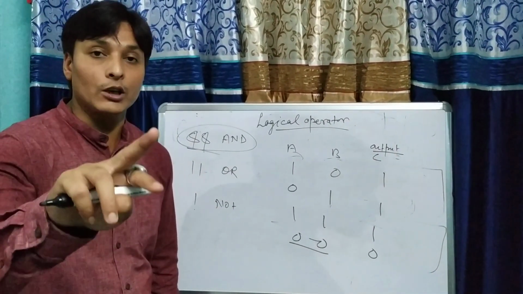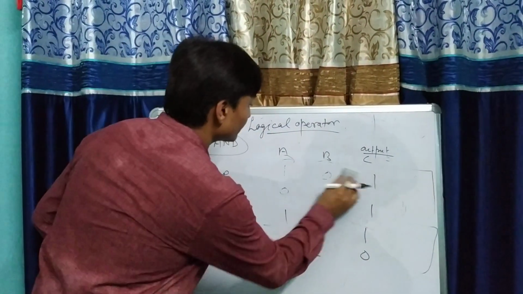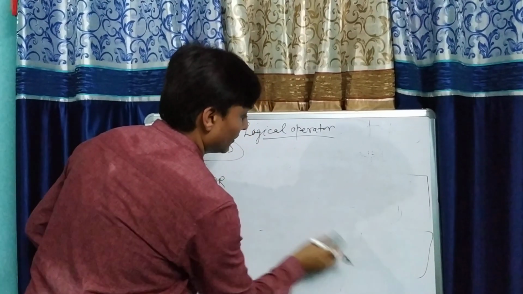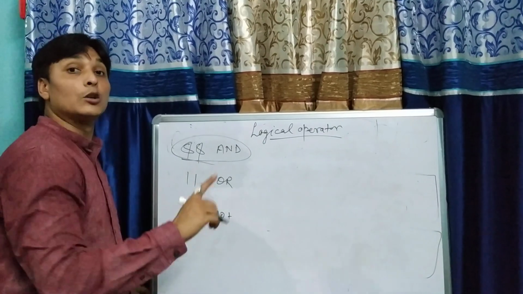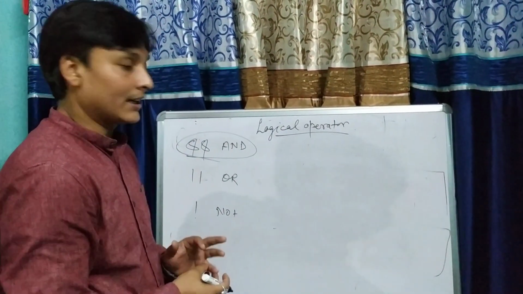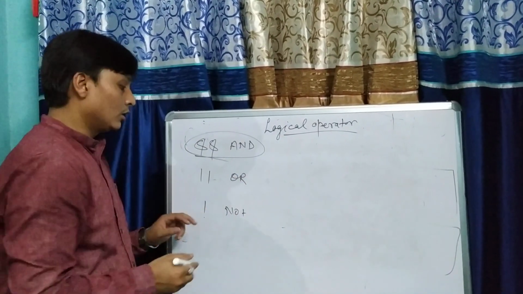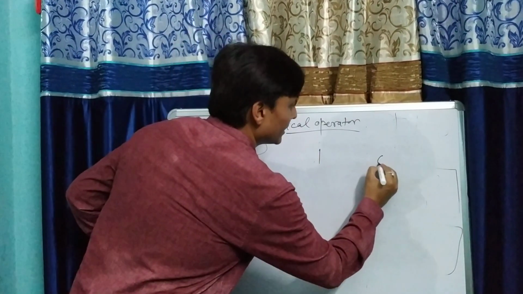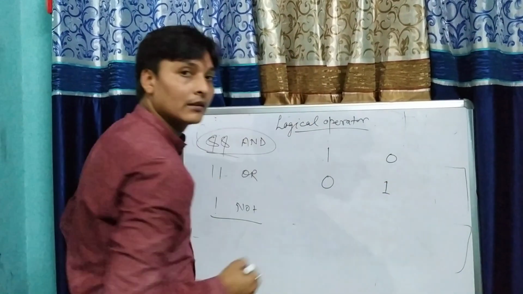Complemented order means reverse order. Pay attention, it works on an inverter. This is called the NOT operator. It works on the NOT gate. Basically, there are three gates in logical computer architecture: AND gate, OR gate, and NOT gate. So NOT means the NOT operator. If I pass 1, it will return 0. If I pass 0, it will return 1.